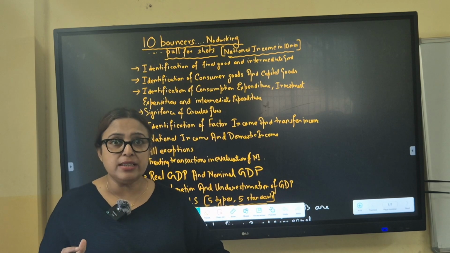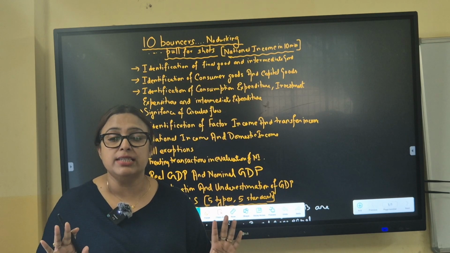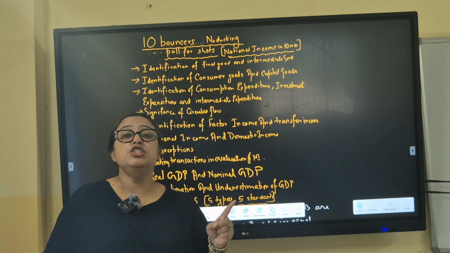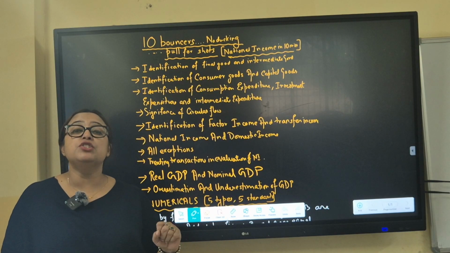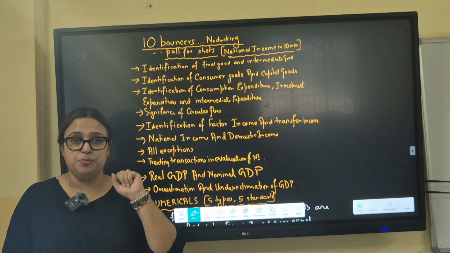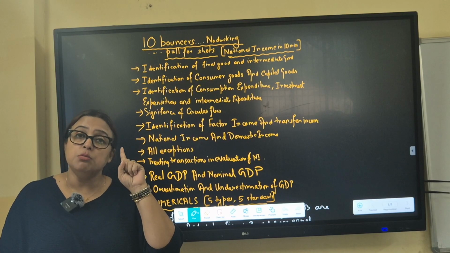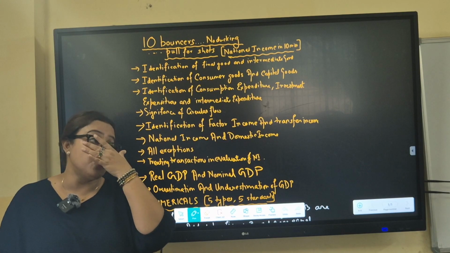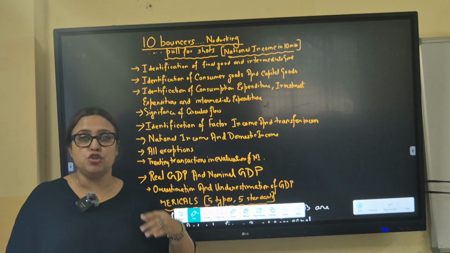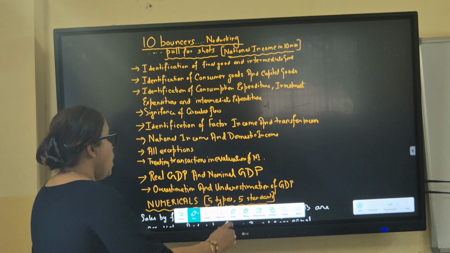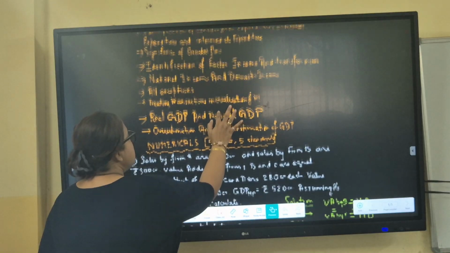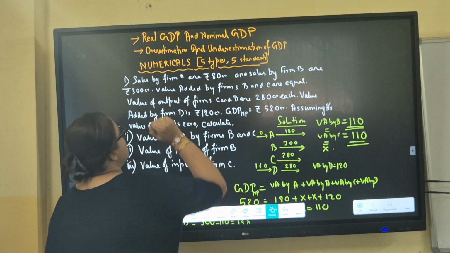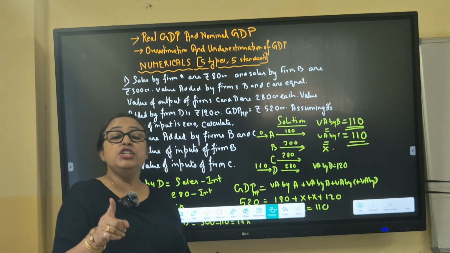If it is only an increase in price, then definitely it's not a good sign. That is the reason why real GDP is also called GDP at constant prices and nominal GDP is called GDP at current prices. GDP at constant price, that is real GDP, is actually the better measure of welfare of the country. Now what is important is overestimation and underestimation of GDP. Why do we say this? GDP and welfare.